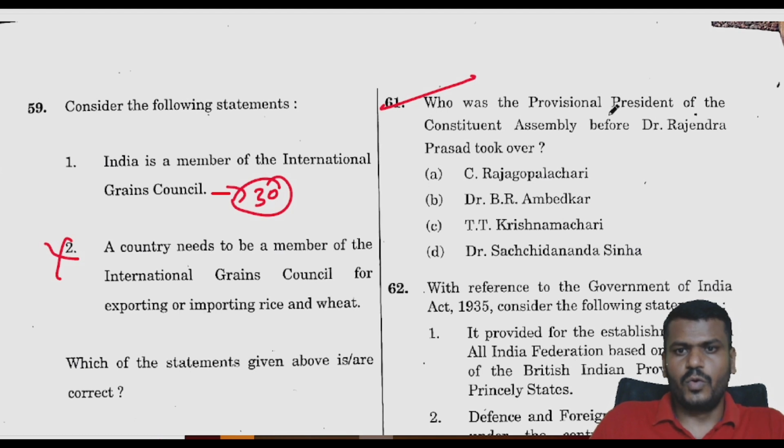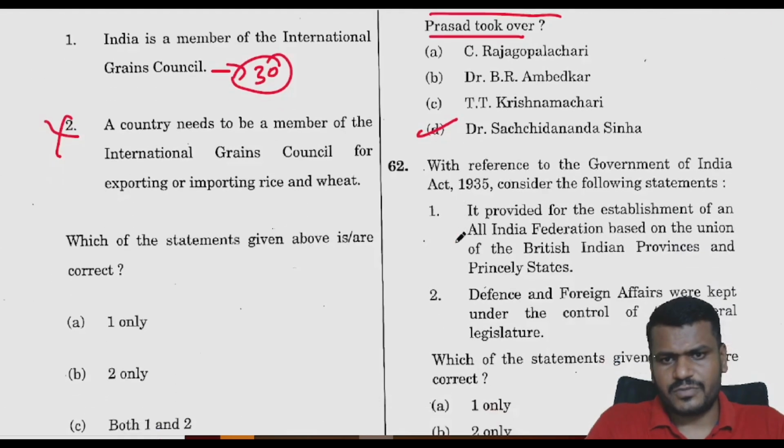61st question: who was the provisional president of the Constituent Assembly before Dr. Rajendra Prasad took over? Important and factual question. Anybody can answer this. That is Dr. Sachchidananda Sinha. Factual question, guys.